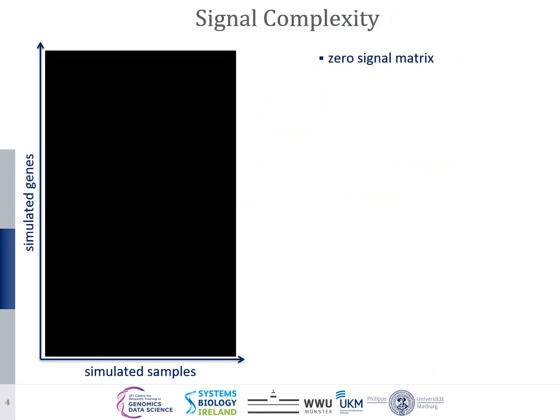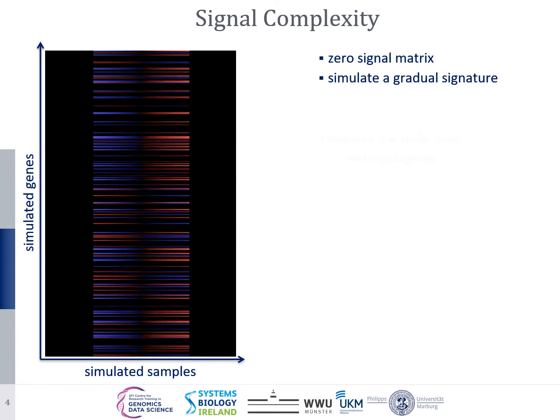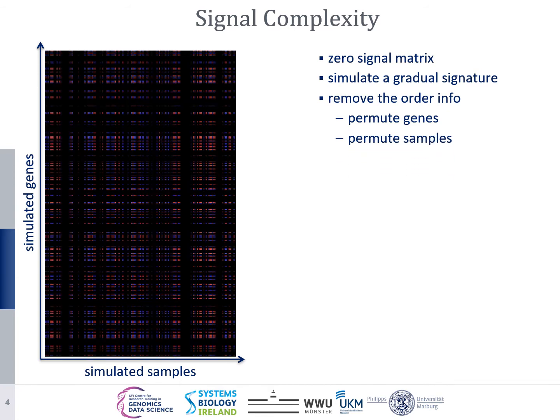What do I mean with signal complexity by superposition? Well, let's have a look at the simulation, starting with the zero signal matrix. First, I simulate a signature that looks similar to the cell of origin signature I just showed you for a subset of simulated genes and a subset of simulated samples. And then I destroy information. First, I destroy information of neighboring genes by permuting them. And then I also destroy information of neighboring samples by permuting the columns.